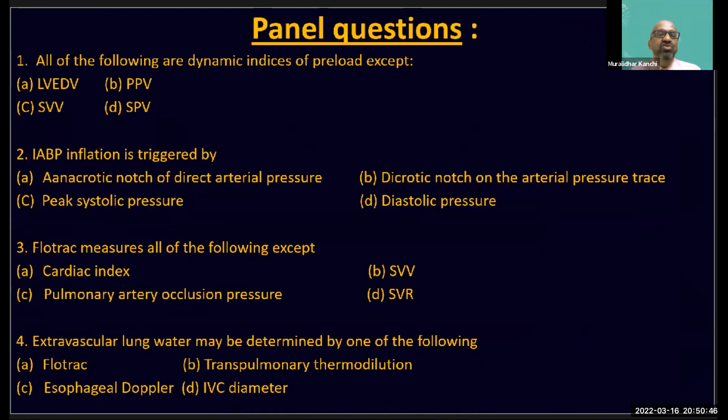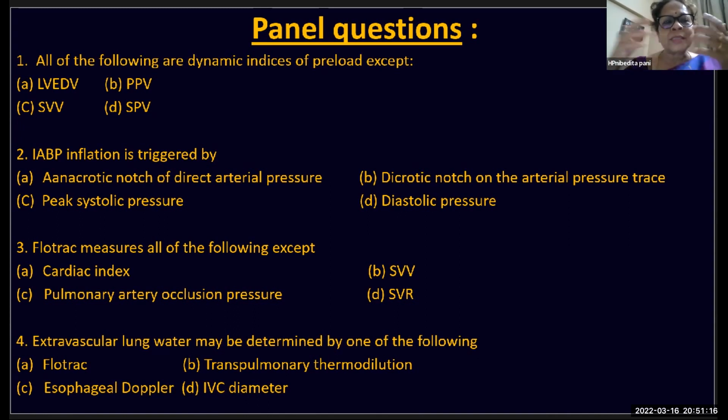I'll take up the first question. All of the following are dynamic indices of preload except one, and why do you think that is the correct answer? Yes, sir. The answer is left ventricular end diastolic volume, because stroke volume variation, pulse pressure variation and systolic pressure variation are all dynamic indices of the preload.